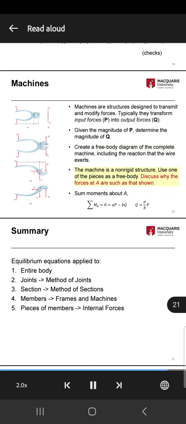The machine is a non-rigid structure. Use one of the pieces as a free body. Discuss why the forces are as shown. Sum moments about A.